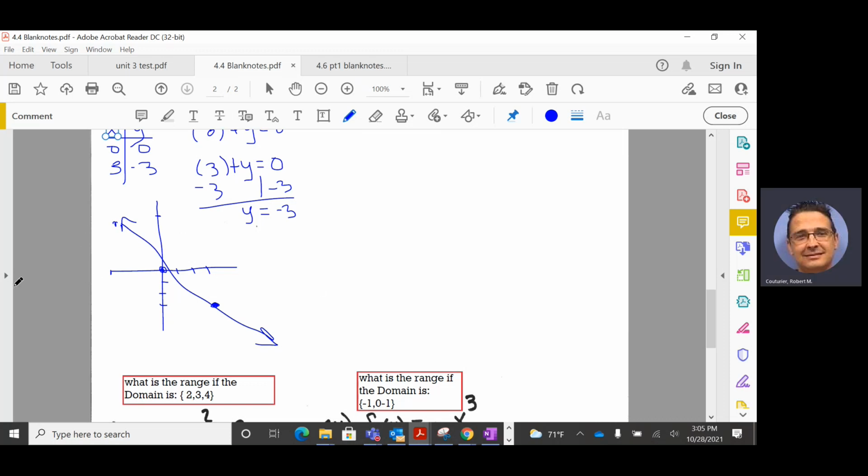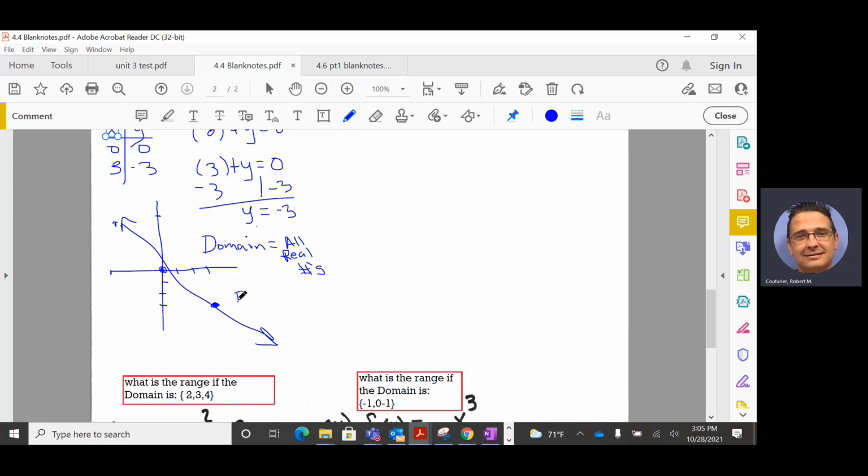So if you look at your domain first, our domain, every x this way is going to be used. Because as far as I can go, there's going to be a point that can go up. Every x in this direction can be used. So is there any x's that I can exclude? No. So I can say this is going to be all real numbers. All real numbers.